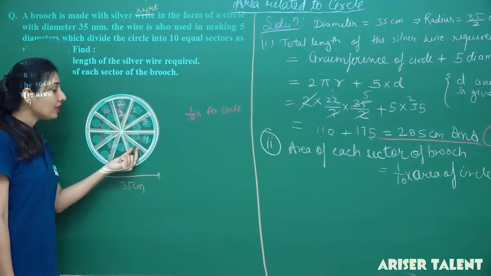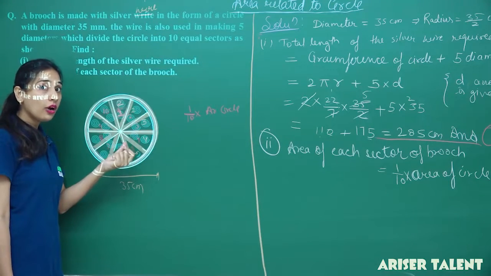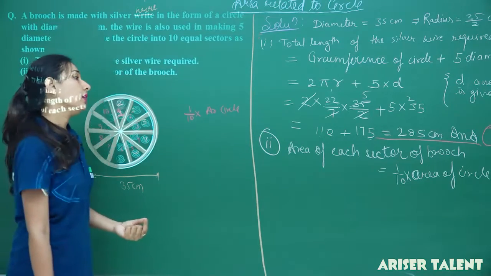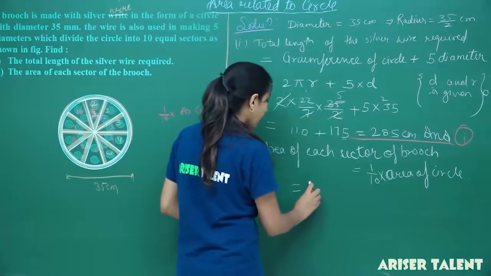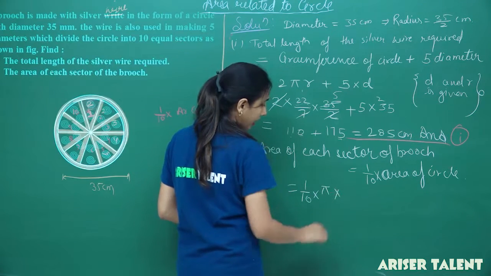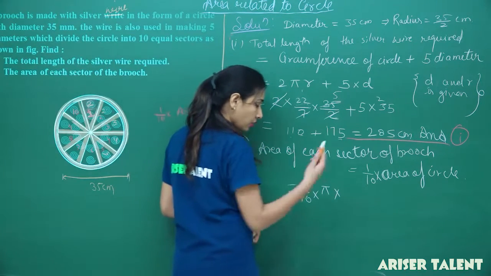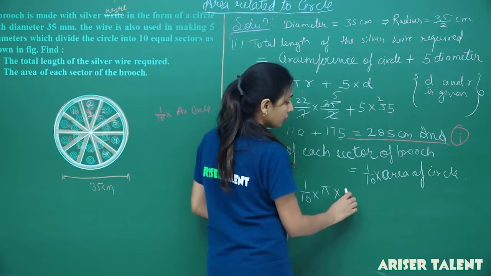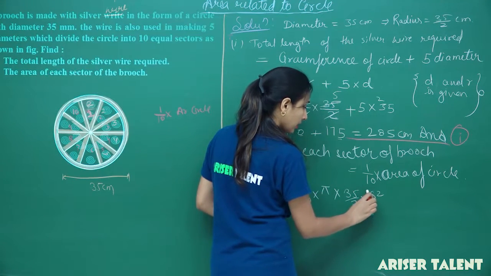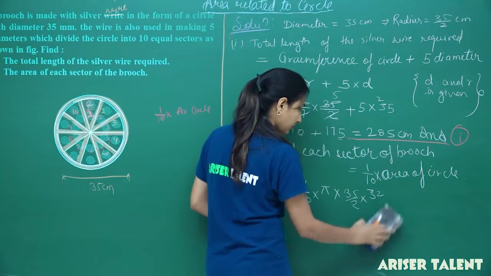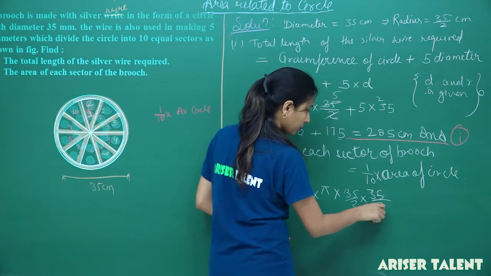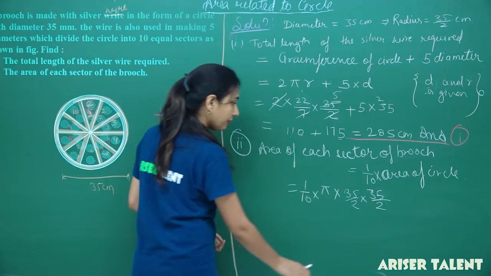So the area of one sector, or the area of each sector, will be 1/10 times the area of the circle. Is it required to tell you what the area of a circle is? You all know, pi r square. So, writing the value here. That will be pi.